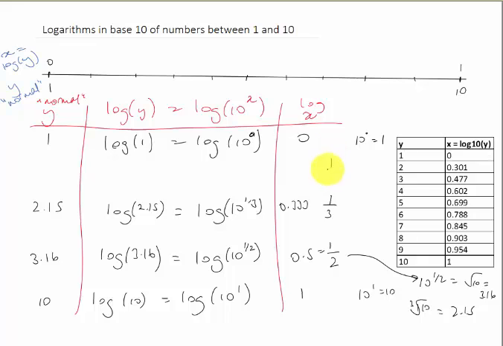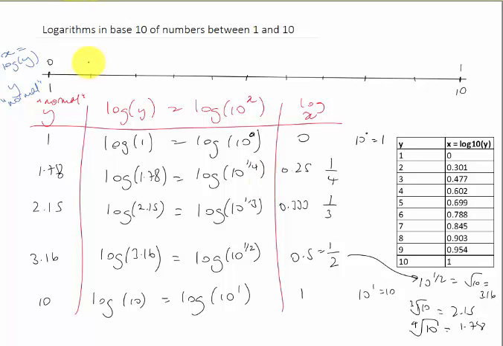And finally, for 1/4, or 0.25, the fourth root of 10, if I look that up in my calculator, I get 1.78. So the log of 10 to the power 1/4 is the log of 1.78, and so the log of 1.78 is 0.25. Okay, so now let's add these onto our number line.